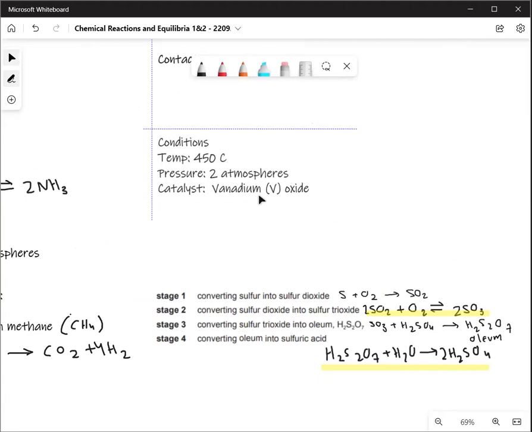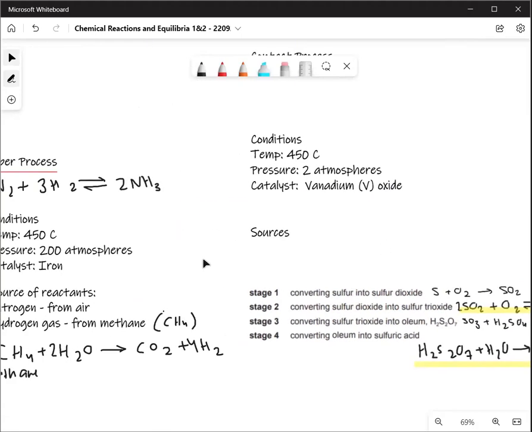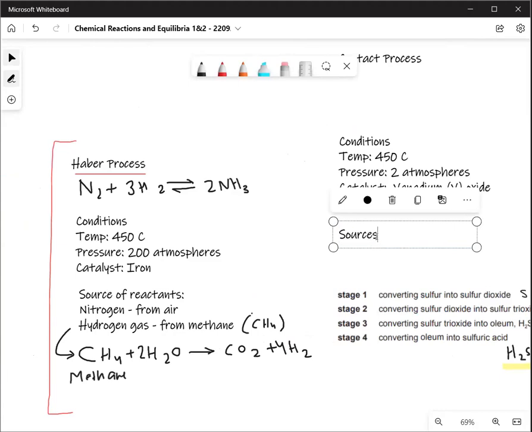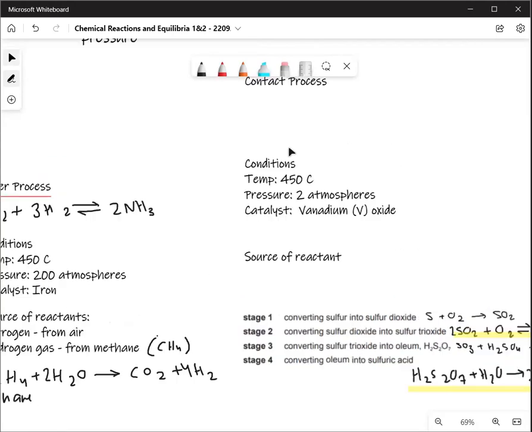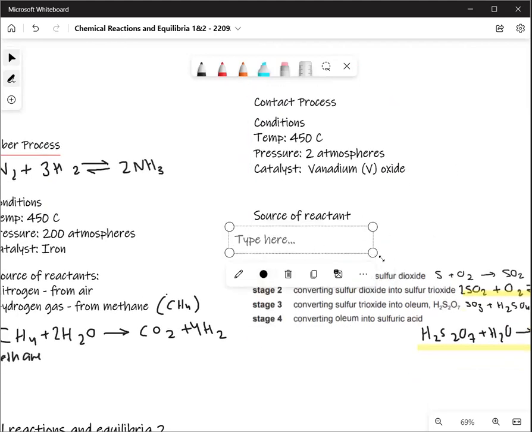So which one? This one, sources. In contact process, we also have the sources, like, where are the reactants coming from? The source of reactant. Now, if you can memorize all of this, you can answer most of the questions, but we have to practice questions. That's the more difficult part. So I'm finishing everything which is required in the syllabus, then we'll start practicing.